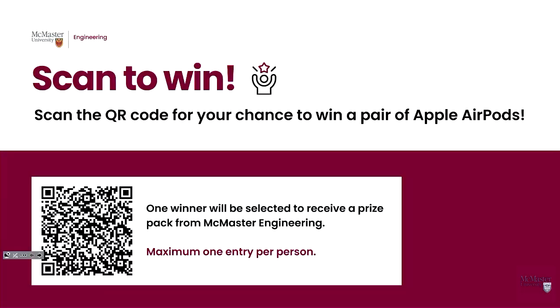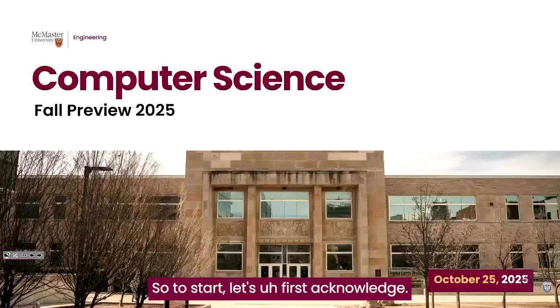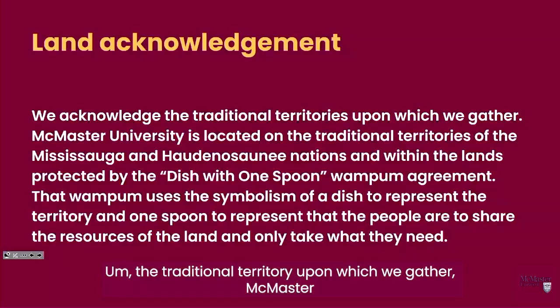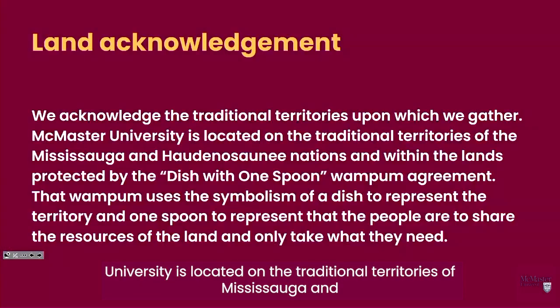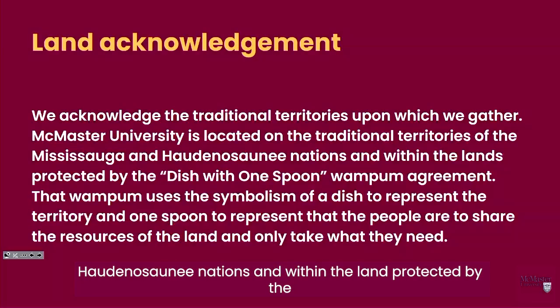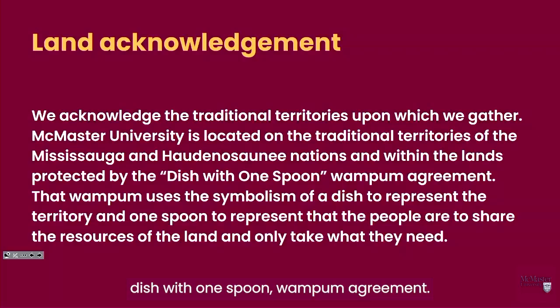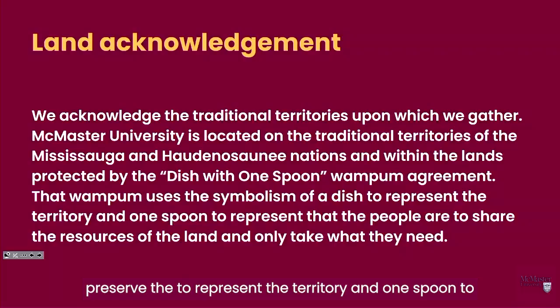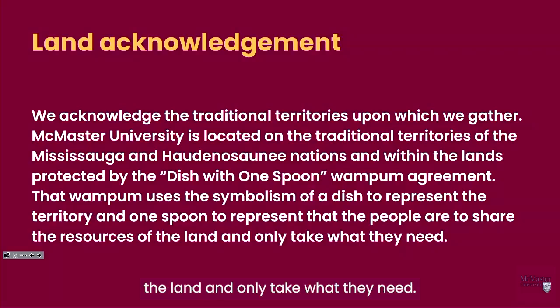To start, let's first acknowledge the traditional territory upon which we gather. McMaster University is located on the traditional territories of the Mississauga and Haudenosaunee nations, and within the land protected by the Dish with One Spoon Wampum Agreement. That wampum uses the symbolism of a dish to represent the territory, and the one spoon to represent the people who are to share the resources of the land and only take what they need.